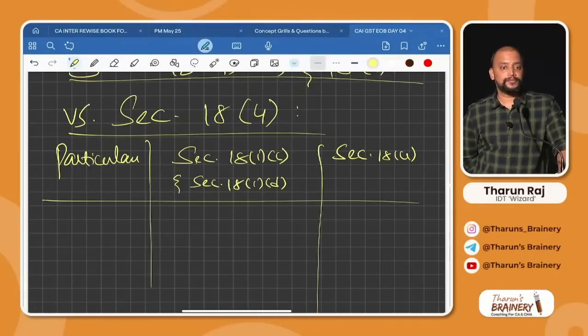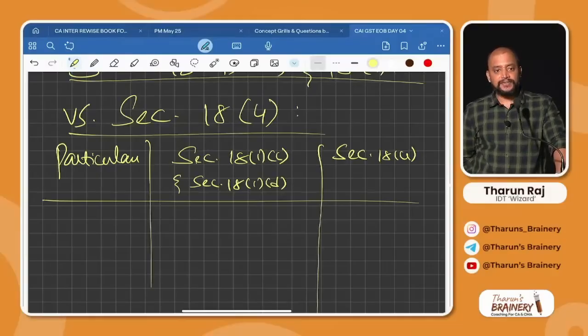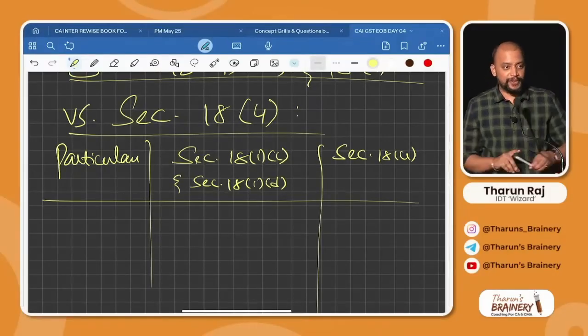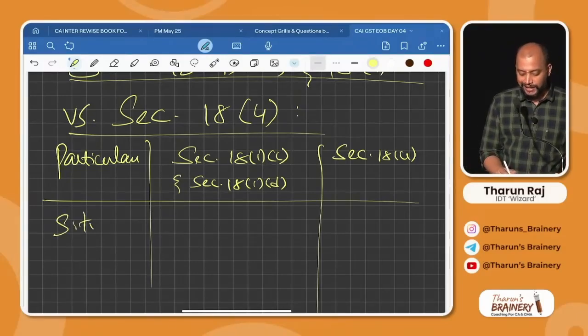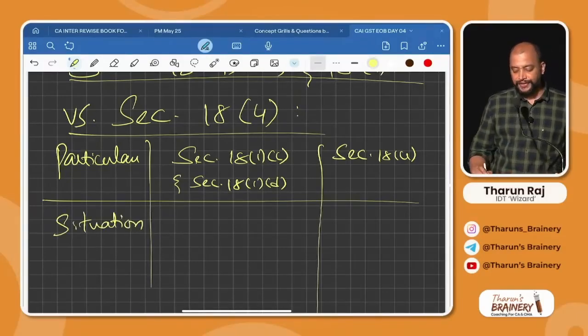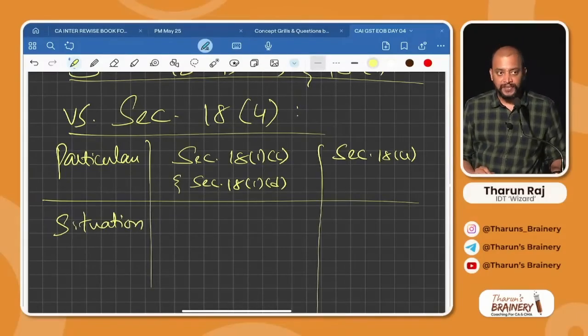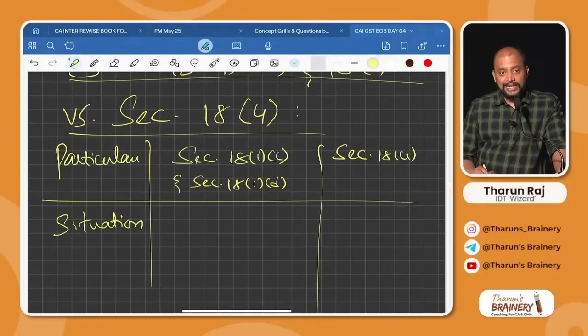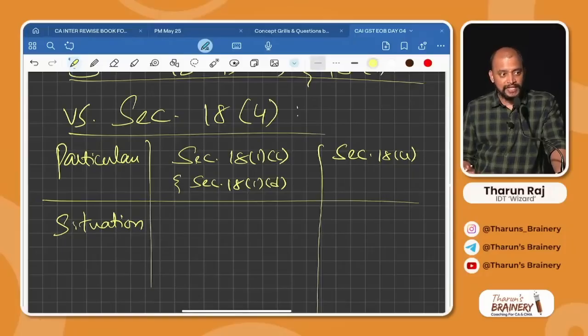Done. So write down in particulars. First point, you updated the situation. Check whether you updated the situation. What is the situation for 18(1)(c), 18(1)(d)? Composition scheme to normal scheme. Then exempted supplies to taxable supplies. 18(4) is the opposite. What is that? Normal scheme to composition scheme. Then taxable supplies to exempted supplies.